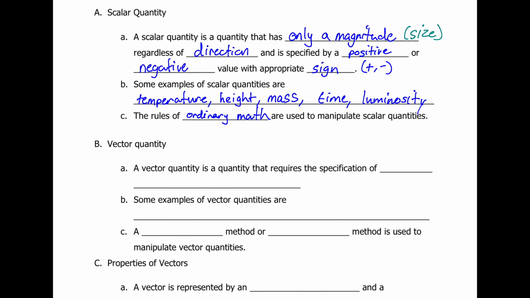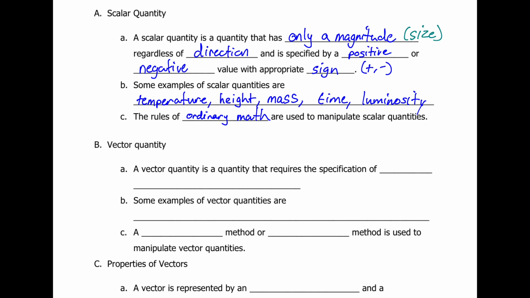So vector quantities require specification of both a magnitude, or size measurement, and a direction. I'm going to write it here like this, and, because you need both, direction. These are measurements of some quantity that requires direction to be included. It must have a direction. It can't exist without direction.